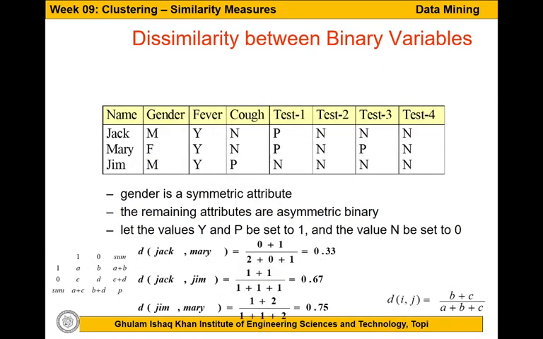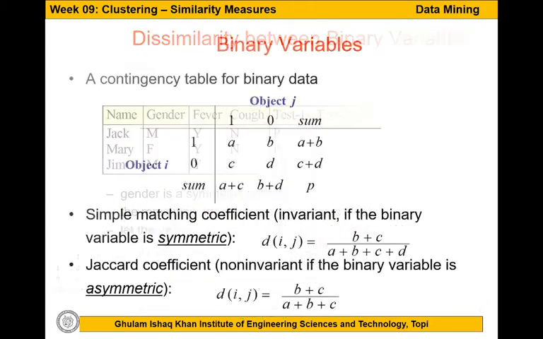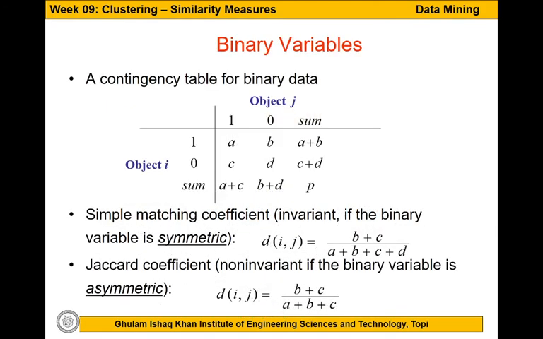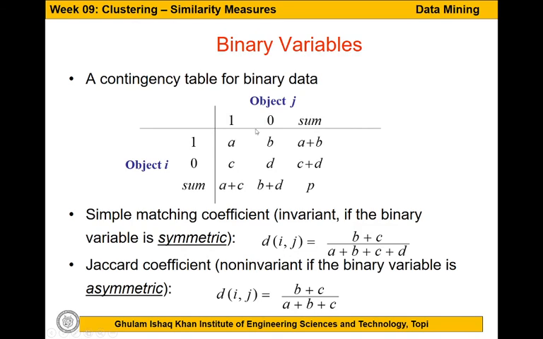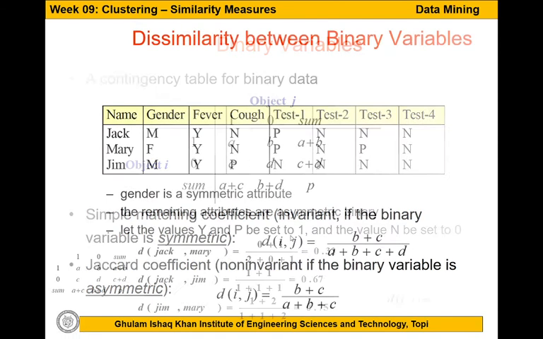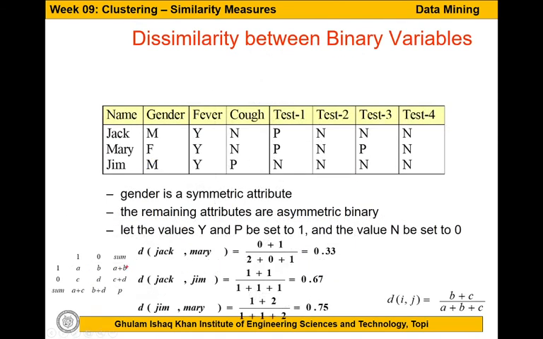For the sake of convenience, instead of going back and forth, I have placed the formula and the matrix here for you, or rather for myself as well, so that I avoid going back and forth. This is the matrix and the formula is here. And this is the data set which we have.